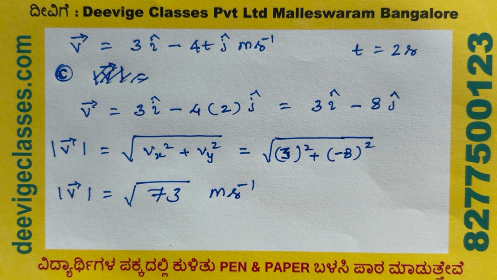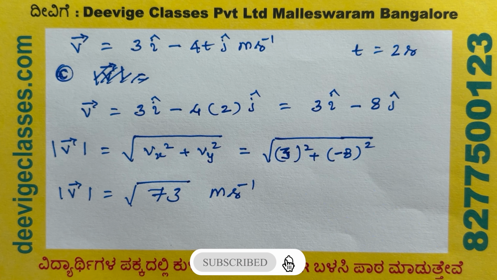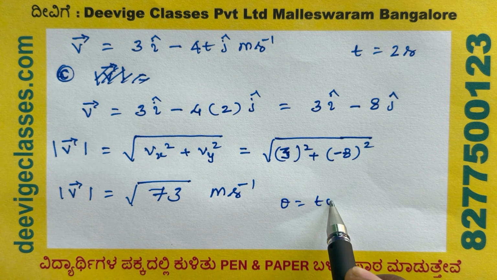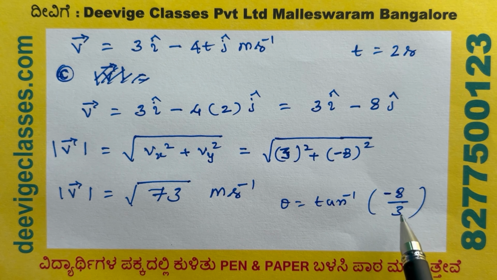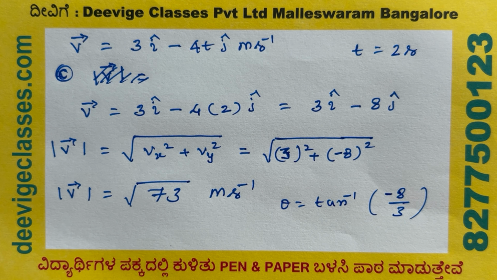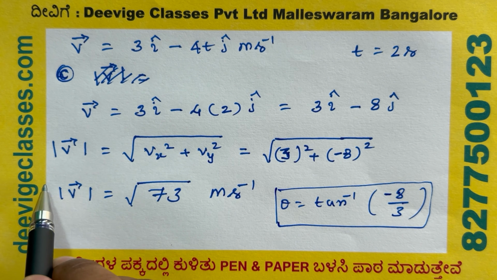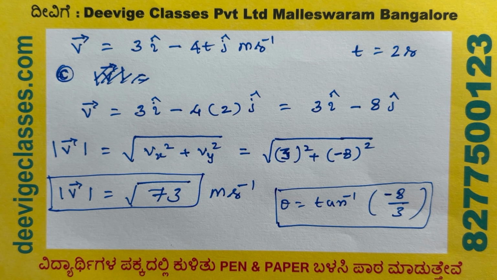If I ask to find out the direction of this velocity vector, what will you do? This divided by 3i, that is theta is equal to tan inverse of minus 8 divided by 3. Okay, so then you will get the direction. So this is magnitude and this is direction. Understood? Yes, sir.